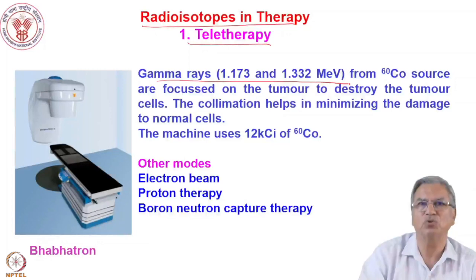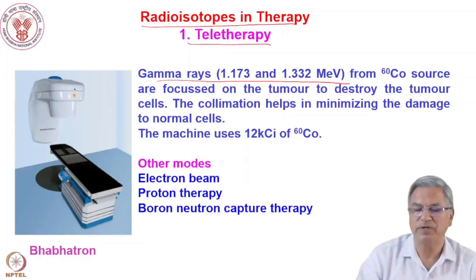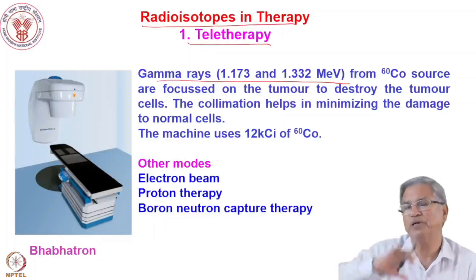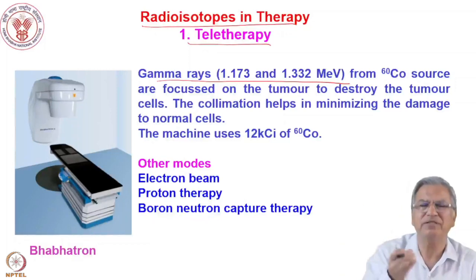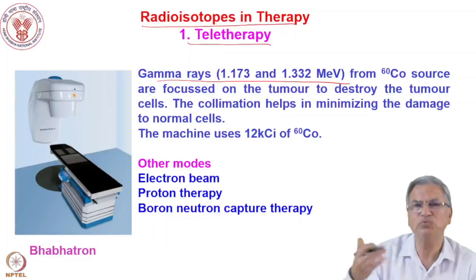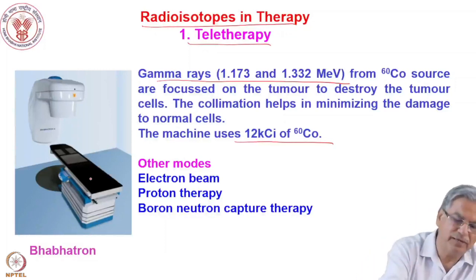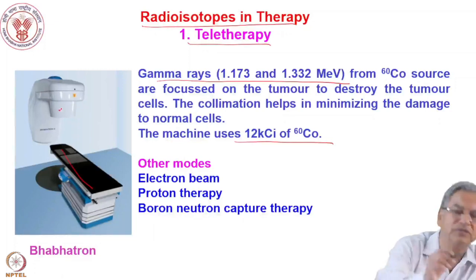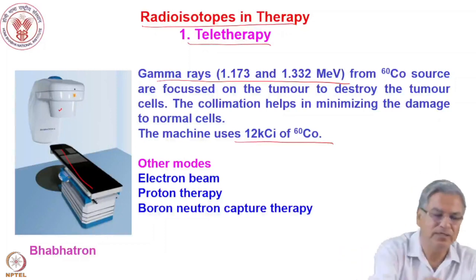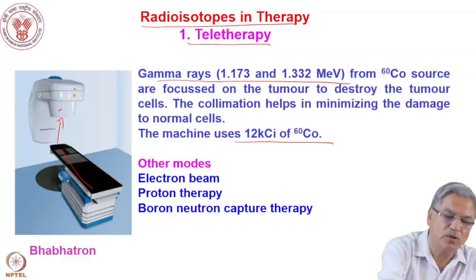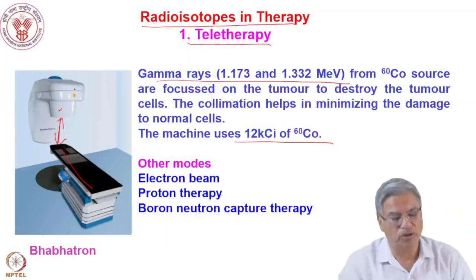People use a cobalt-60 source, which emits high energy gamma rays, 1.17 and 1.33 MeV. The gamma rays are focused onto the tumor, so you have to put it in a proper shield and allow only a beam of gamma rays to come. Though the gamma ray is emitted in all directions, you are collimating it to come to a particular tumor. So a huge activity is required, because you cannot focus the gamma ray, you can only collimate. About 12,000 curie of cobalt-60 is used in one machine for teletherapy. So this is where the patient lies, and this is the machine with the cobalt source. It is sealed, and the cobalt-60 emits gamma rays to irradiate the particular organ.